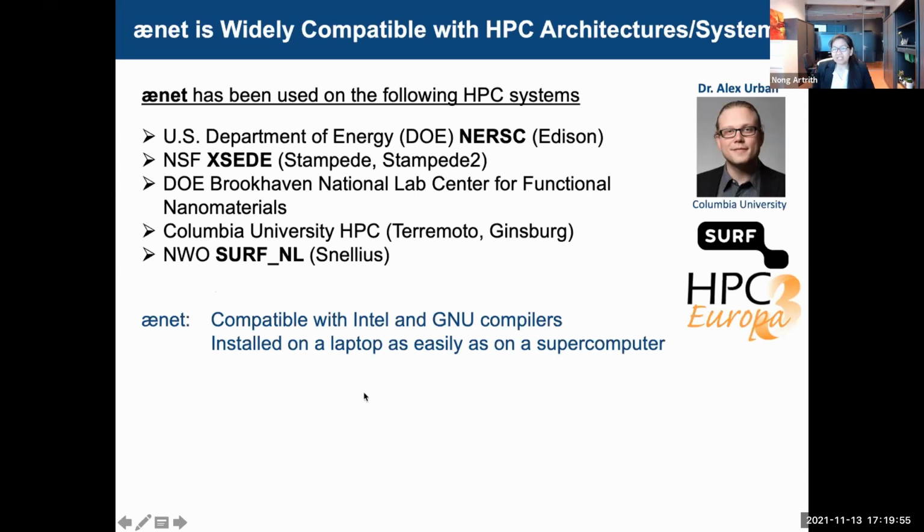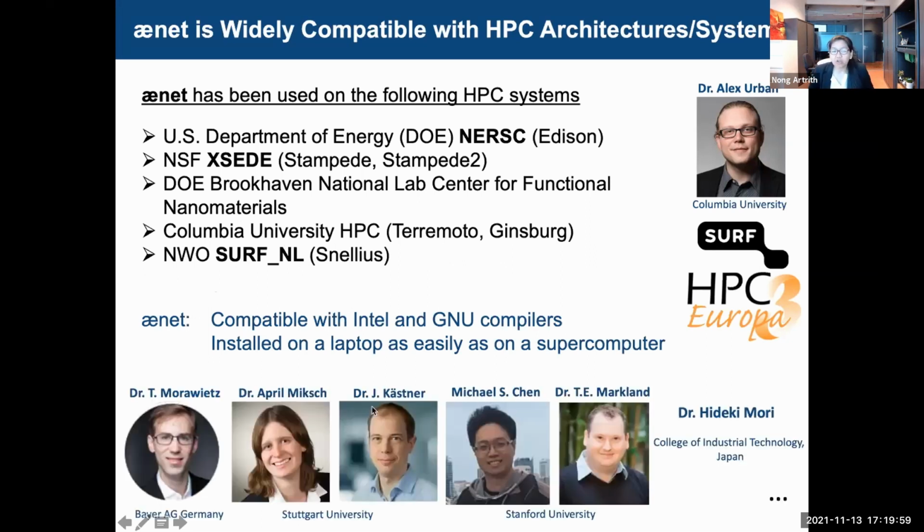And not only this, we also collaborate with many other scientists here. Like I just showed, actually many more, but these are a few scientists who are still active and also join us to develop the neural potential.